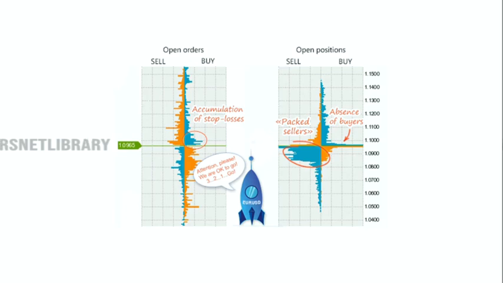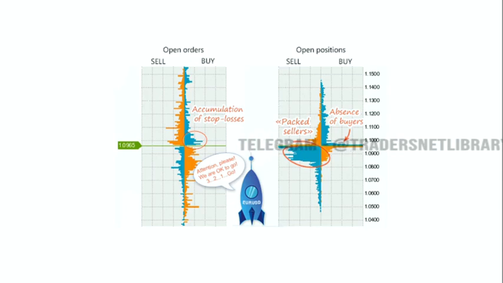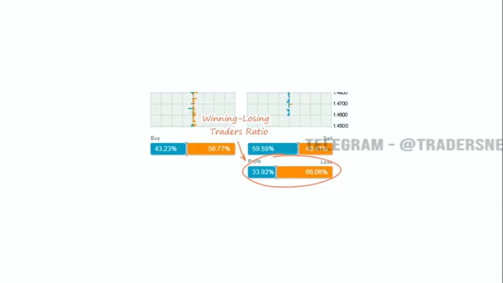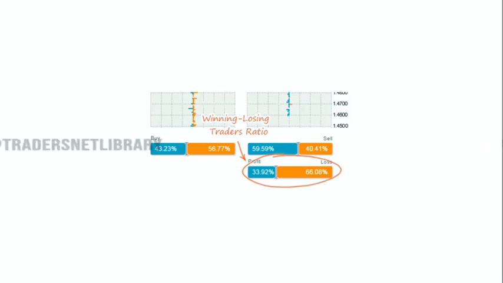Winning-losing traders ratio. We've put the ratio between the positions colored in orange and blue. On the right side of the book, for ease of understanding, positions of orange color are winning positions and positions of blue color are losing positions. It doesn't matter whether they are buy or sell positions. In the DOMS tool, the ratio of winning to losing traders is shown here.